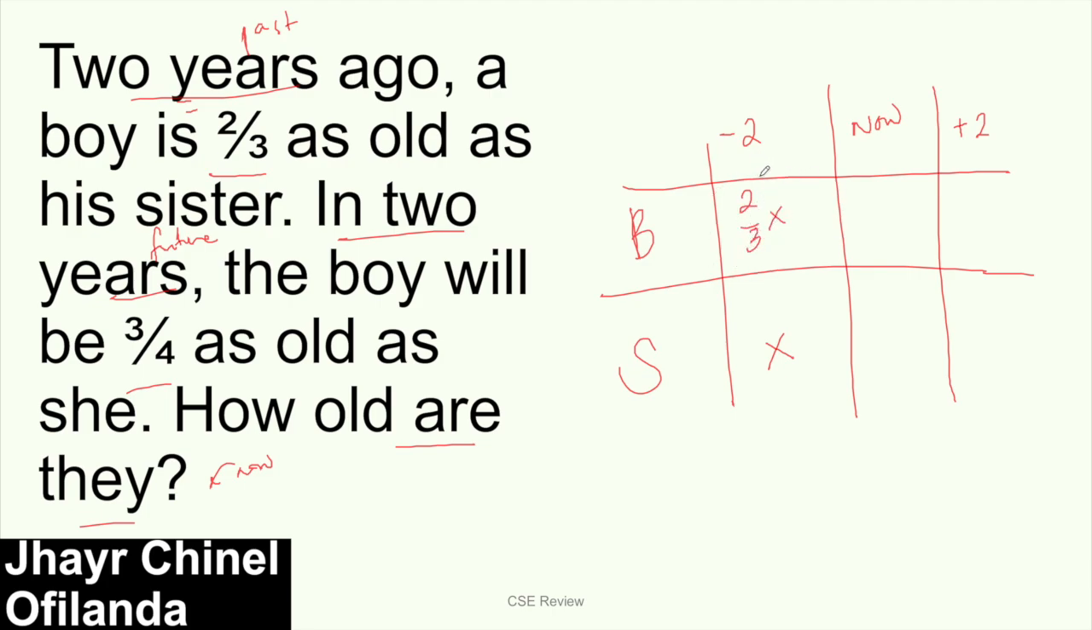That is 2 years ago. Ngayon, anong gagawin natin next? Again, kailangan natin makarating dito sa in 2 years para makuha natin yung equation. So, kung 2/3 X si boy, 2 years ago, ang age niya ngayon ay 2/3 X plus 2. Ang sister niya is X plus 2. Bakit? Kasi nagdagdag lang tayo ng dalawa. Moving forward, positive. Moving backwards, negative.